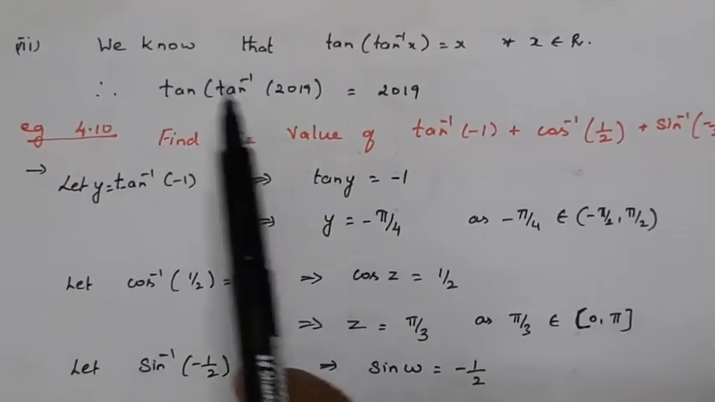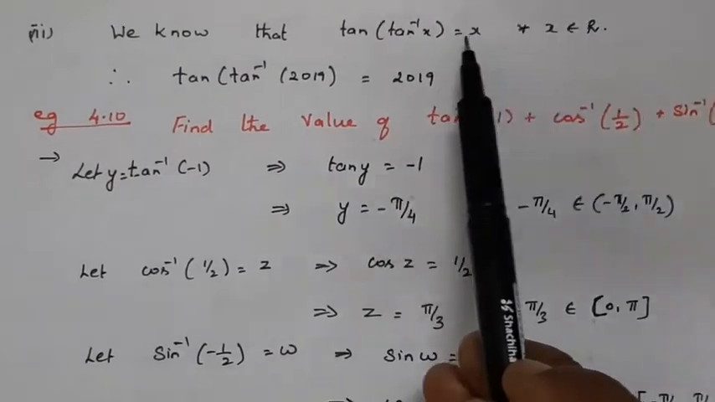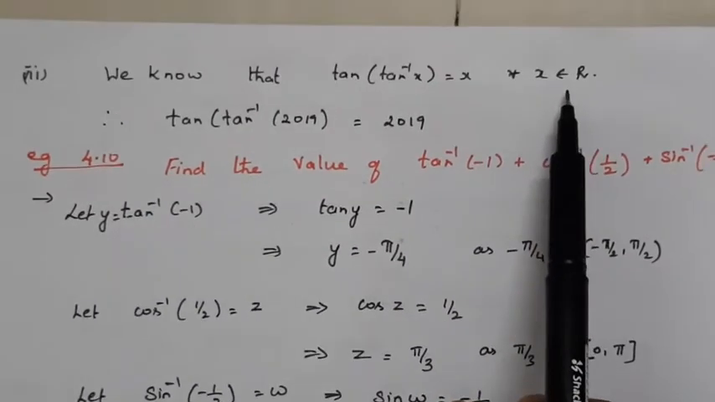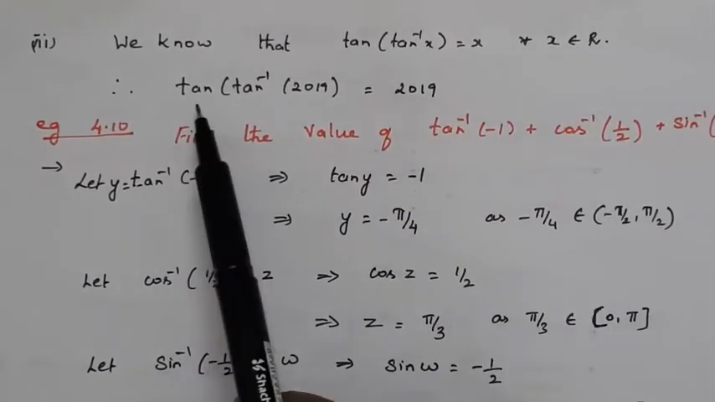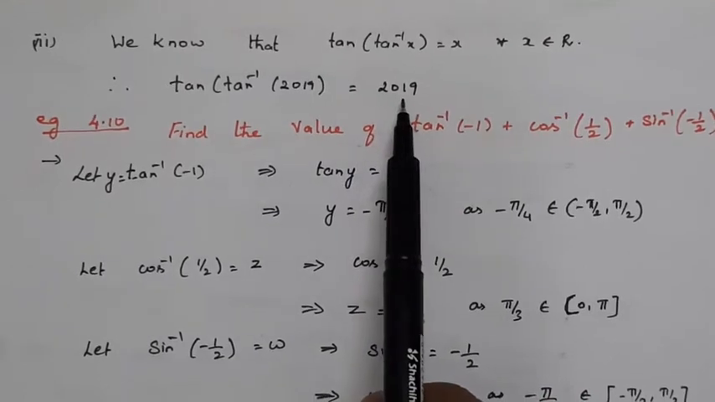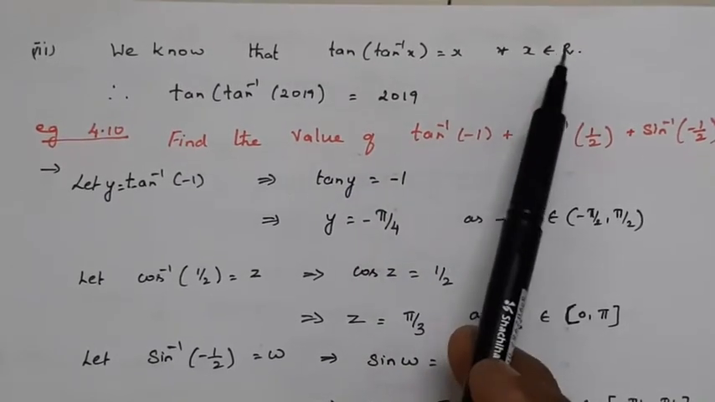And for the third one, you know that tan inverse of x is equal to x for all x belonging to the real numbers. And hence tan inverse of 2018 is also equal to 2018 because 2018 is a real number.